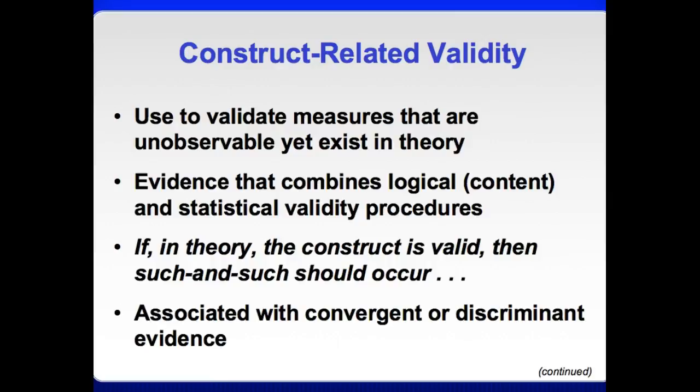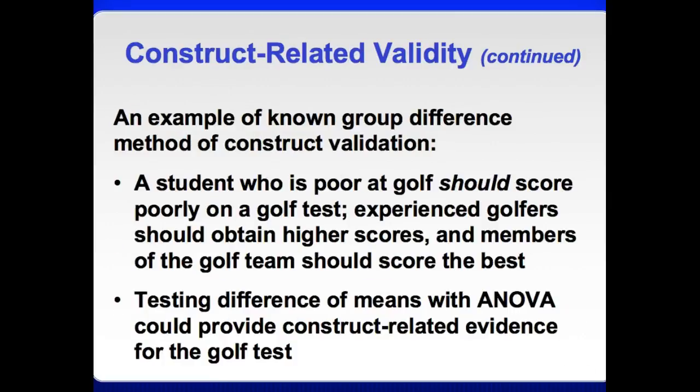Construct-related validity is used to validate measures that are unobservable yet exist in theory. It is evidence that combines logical content and statistical validity procedures. If in theory the construct is valid, then such and such should occur, associated with convergent or discriminant evidence. This is an example of the known group difference method of construct validation. So a student who is poor at golf should score poorly on a golf test. Experienced golfers should obtain higher scores, and members of the golf team should score the best. Testing differences of means with ANOVA could provide construct-related evidence for the golf test.